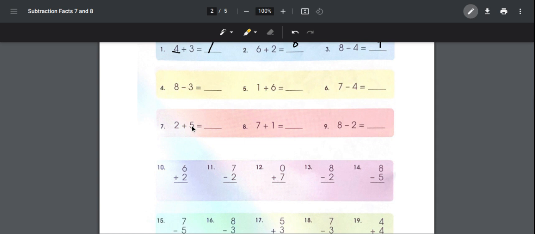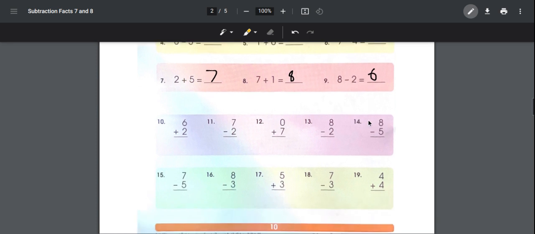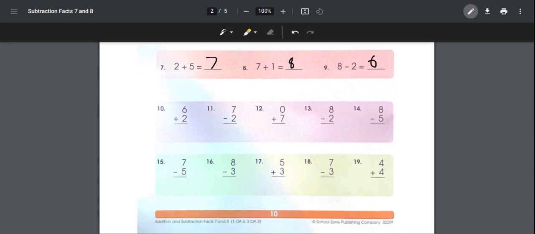Okay, number 7, 2 plus 5. So we have 2. If you add 5, then it's 3, 4, 5, 6, 7. That's 7. And then 8. 7 plus 1. So 7 and then 8. And number 9 is 8 minus 2. So we take away 2 from 8. It's 7, 6. So the answer is 6.